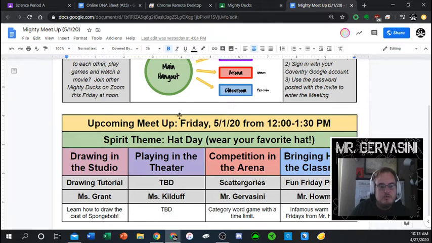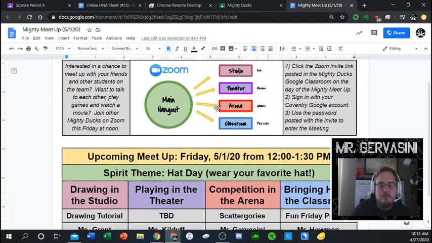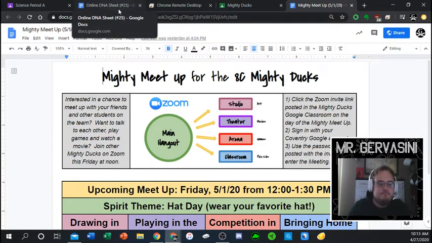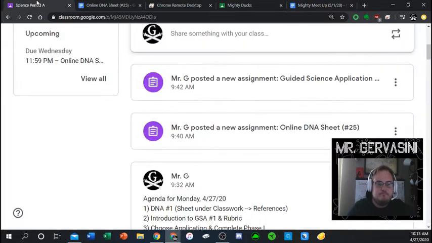Think of a hat you want to wear. I will definitely be representing my Giants, who just drafted a brand new offensive line. Hopefully there's a season this year. We'll see. So I'll be on Friday.